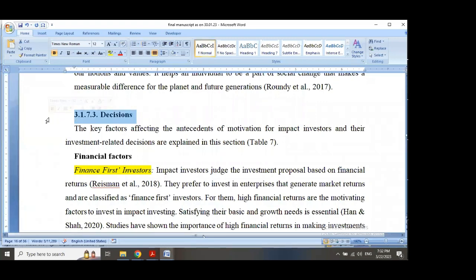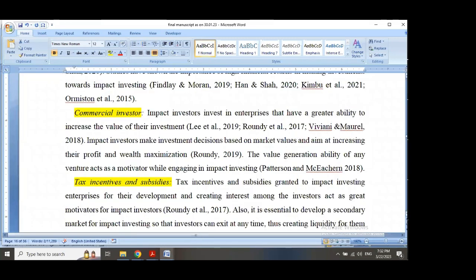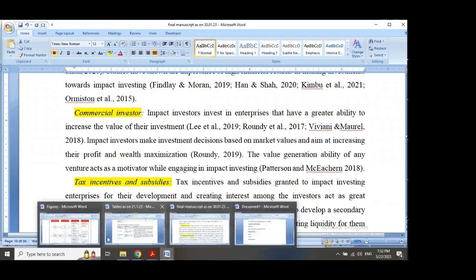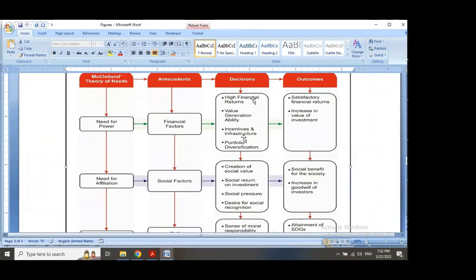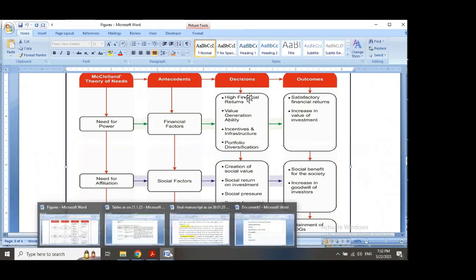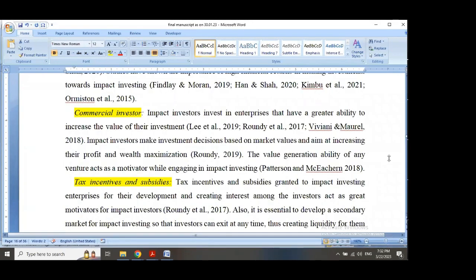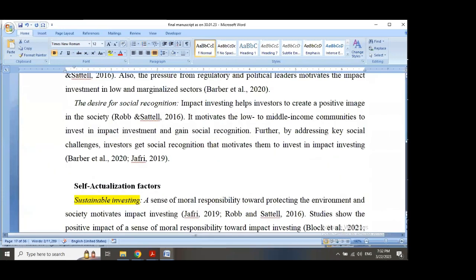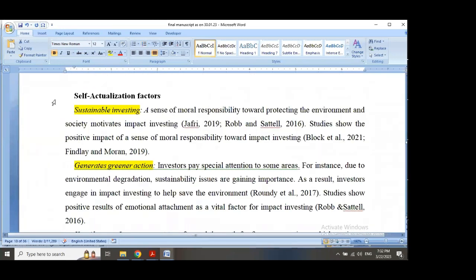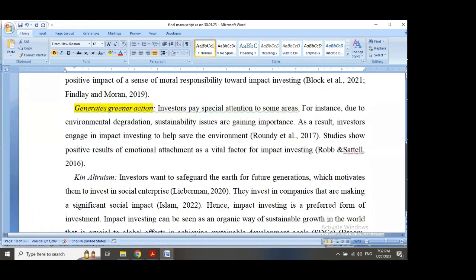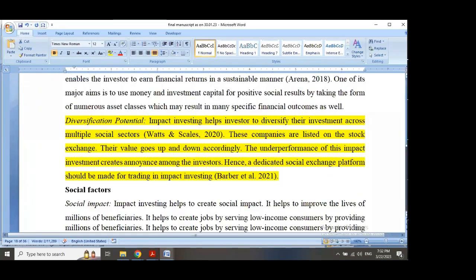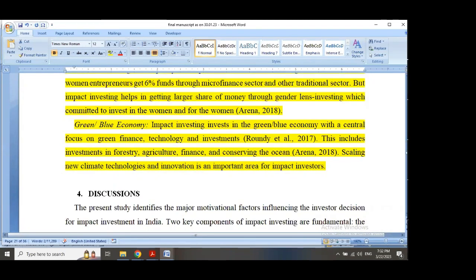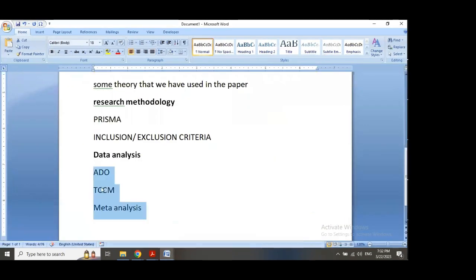Then the second part is decisions, right? What were the things that come out of it, each and every part is explained: high financial returns, value generation, everything. So everything we have explained in this. This is the main part of our paper. This is what will impress self-actualization. What are the factors, outcomes? Every point has been explained. So this is one way of writing the paper using the ADO model. I hope this point is clear.